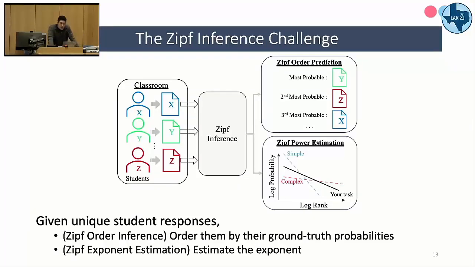So in our paper, we formally defined the task of the Zipf Inference Challenge, and the task is to take in the unique responses from a class and essentially do two things. First, order them by their underlying probabilities, and estimate a value that correlates well with the ground truth alpha, or the ground truth exponent parameter of the distribution.